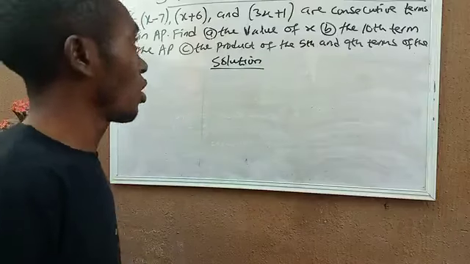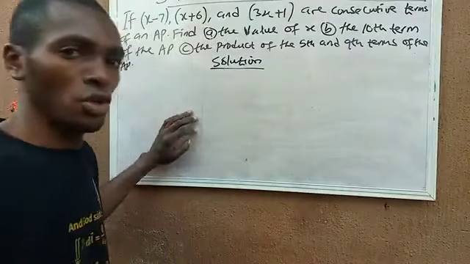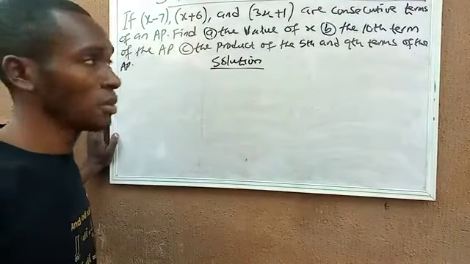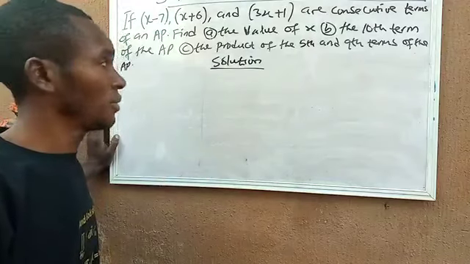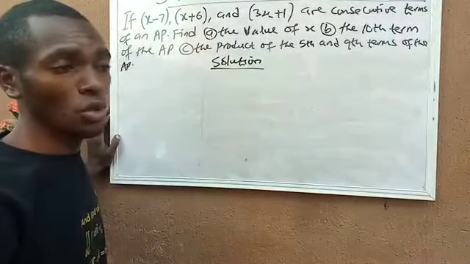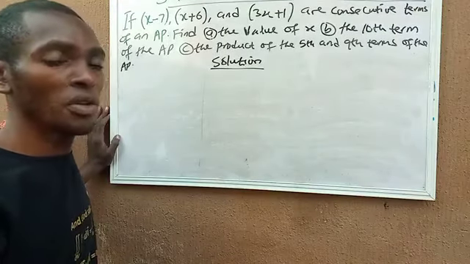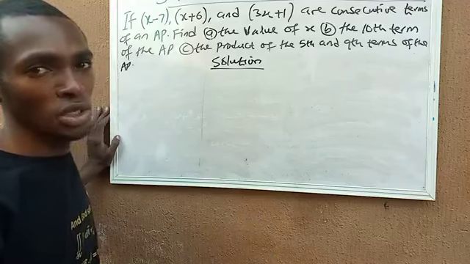Here is a question on arithmetic progression. In our last video, we solved some questions on arithmetic progression, and I gave a particular hint: for you to solve any problem that has to do with AP, you must always know the value of your first term, which is always A, and the value of the common difference, which is always D.